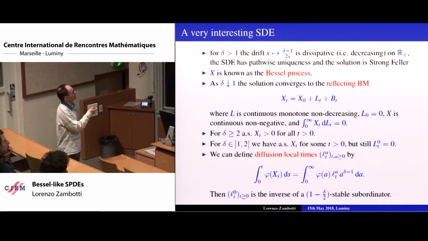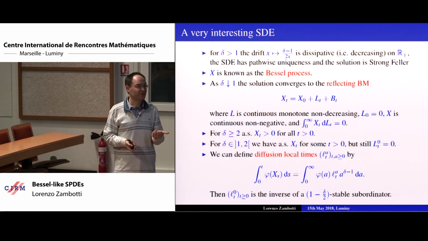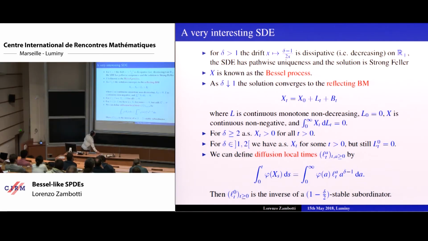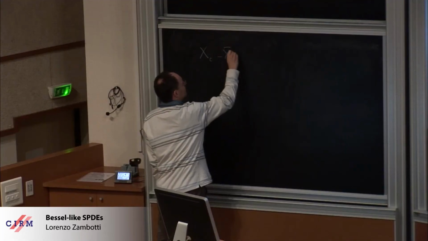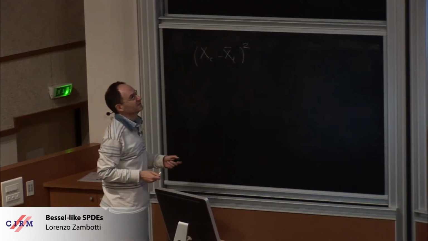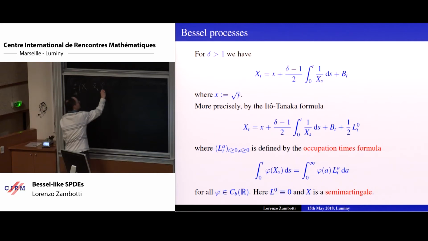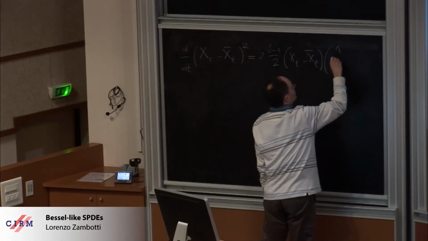So for delta greater than 1, the drift is dissipative. By this I mean just decreasing in this case on R+. And this implies that the SDE has pathwise uniqueness, and in fact, you can prove that the solution is strong. Pathwise uniqueness is very simple. You take two solutions, X_t minus X bar t, squared. It means that they are driven by the same B_t, which cancels because the noise is additive. So you differentiate, and here you get, well, 2 times (delta minus 1)/2 times (X_t minus X bar t), and then you have 1 over X_t.